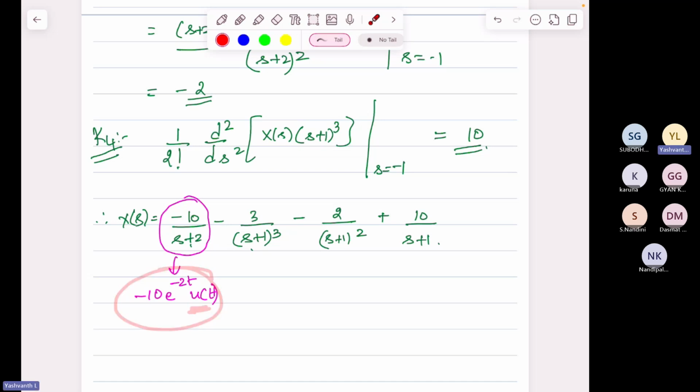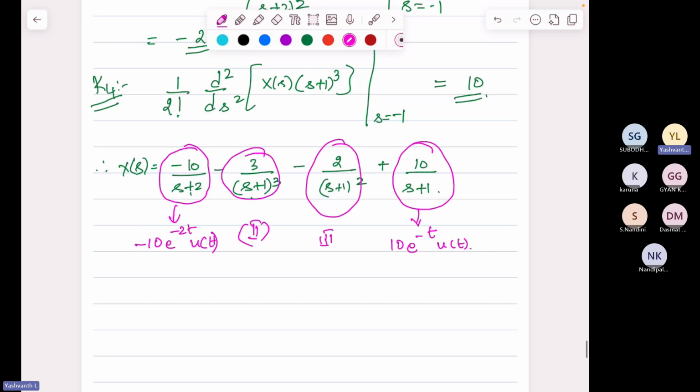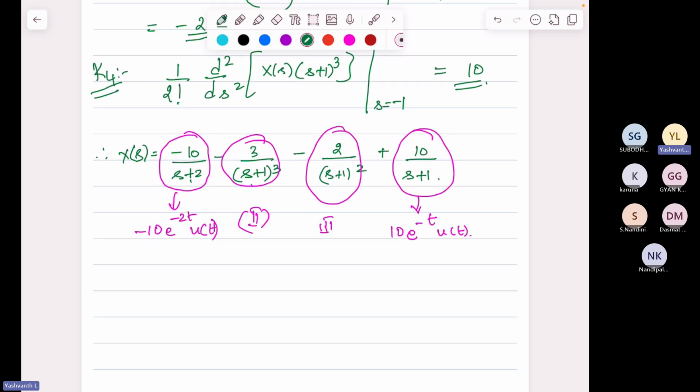Now this one is not quite straightforward. We will derive it. This one, let's call it term 2. Similarly, let's call this term 3. And what is the inverse Laplace transform? 10 by (s plus 1) gives 10 into e power minus t into u of t. Now let's do the inverse Laplace transform of term 2, ILT of term 2.